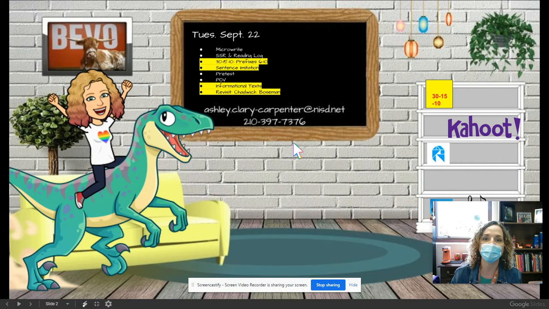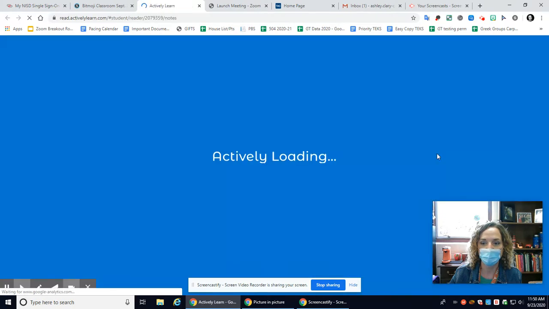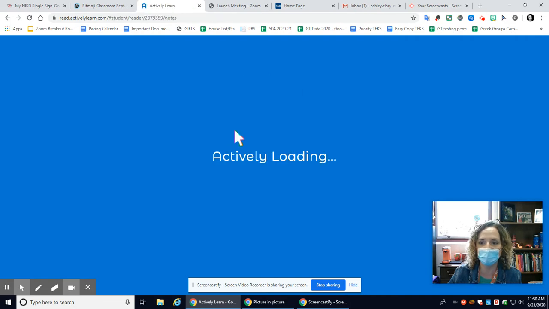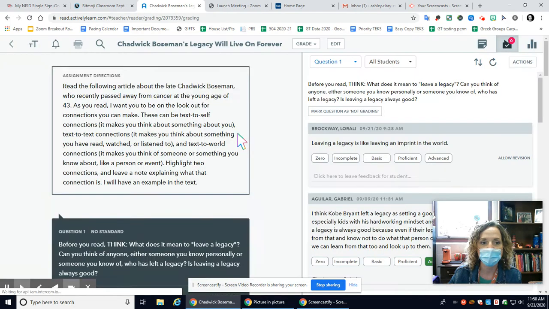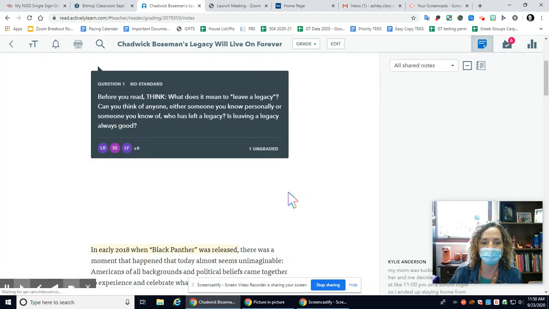Now, we didn't get to it yesterday, but I wanted to revisit the Chadwick Boseman article that you read in Actively Learn. And you also see that I have another Kahoot here for you too. So I want you to go ahead and open that up. You might have to log in with Google again. Hopefully it'll be seamless this time and won't be like it was last time for some of you. But I want you to look, let me close that. You don't need to see my teacher notes there.